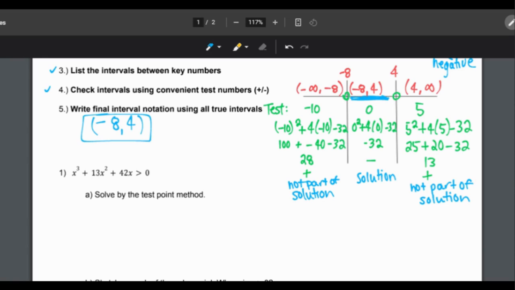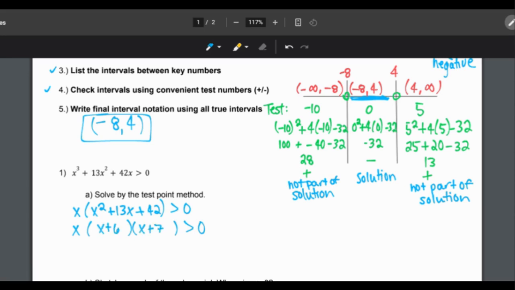So for number 1, we have to find all the key points, right? So I'm going to try to solve, and I think that factoring out a GCF will make solving easier. So if I take out an x, I get x squared plus 13x plus 42, which is greater than 0. And then I have a quadratic that is definitely factorable because I can come up with two numbers that multiply to 42 and add to 13. That would be 6 and 7.